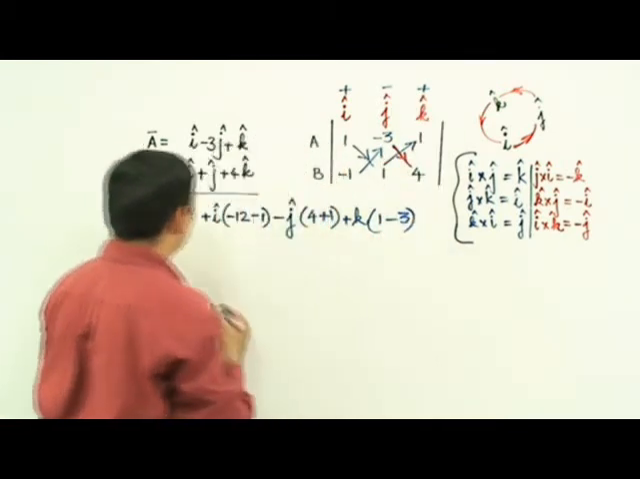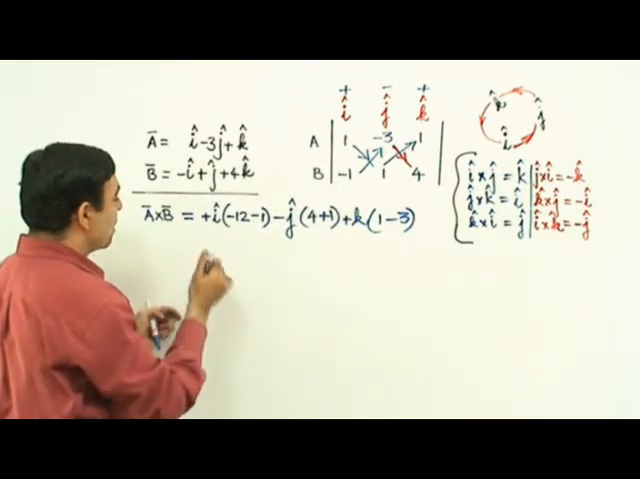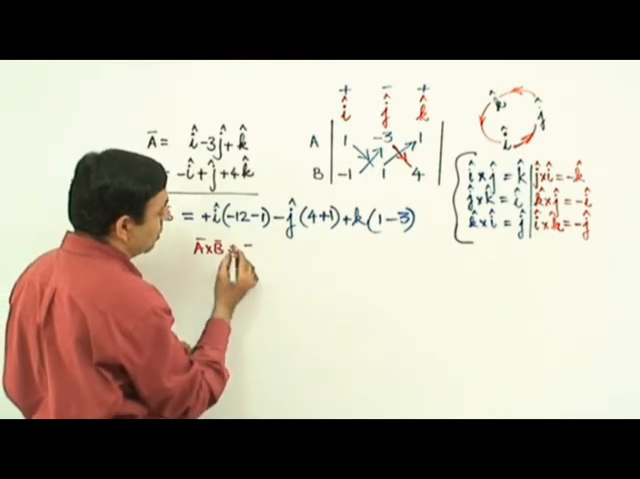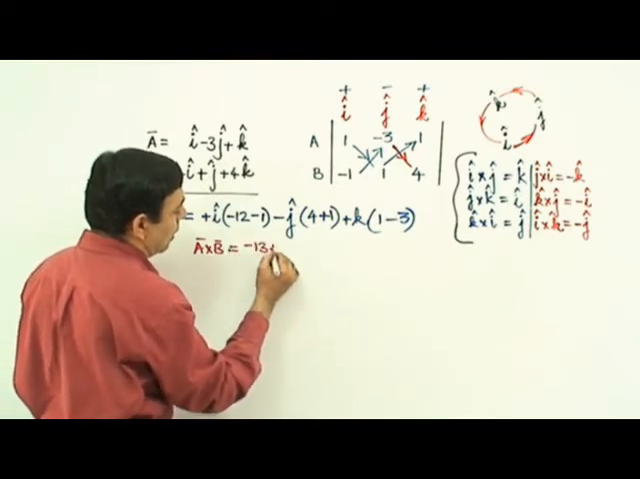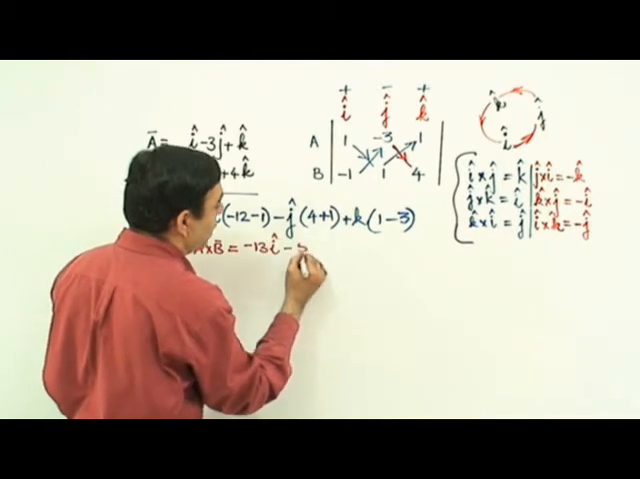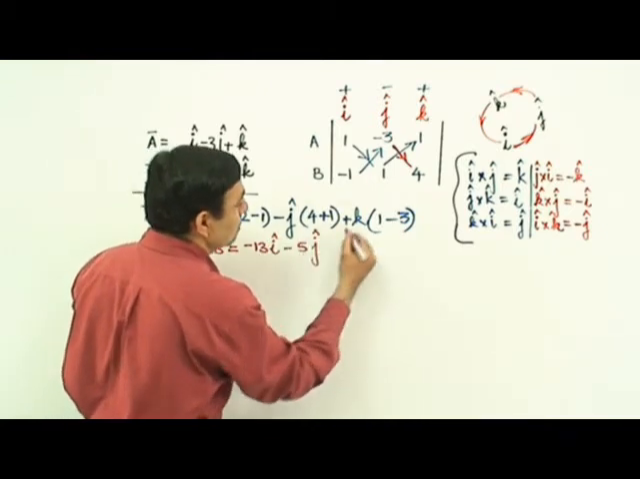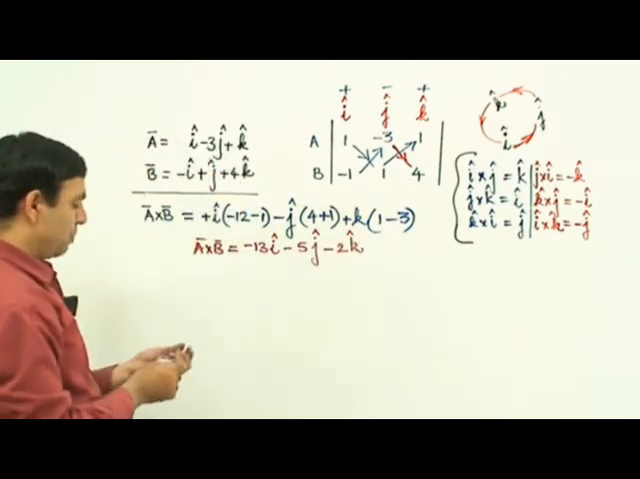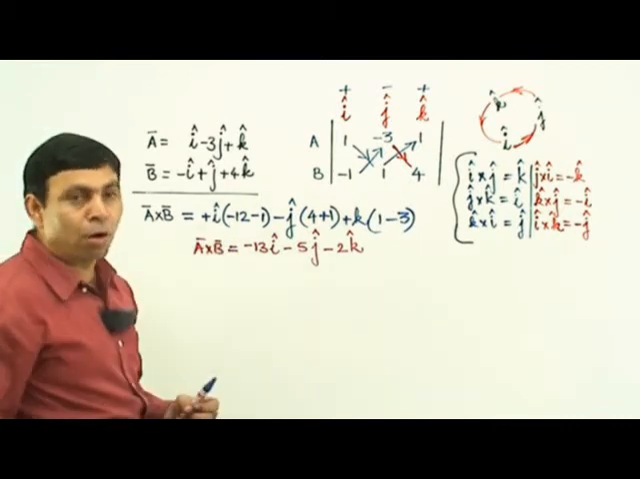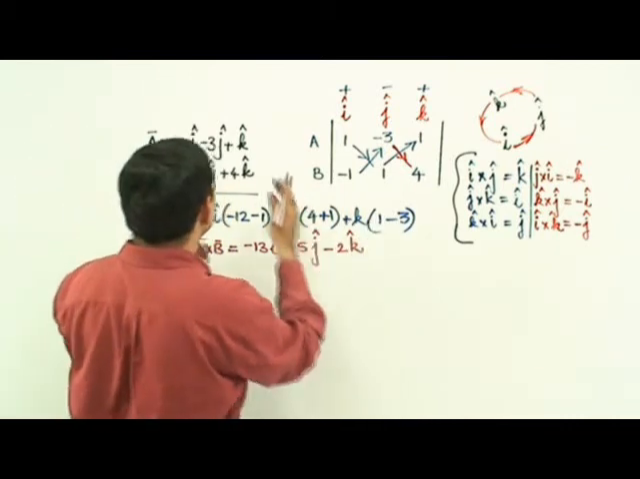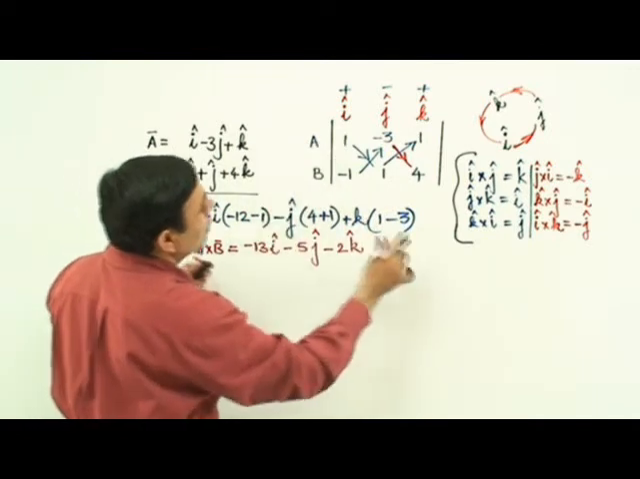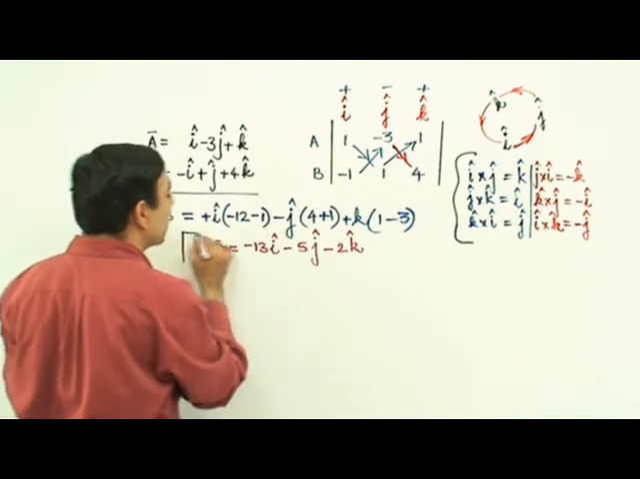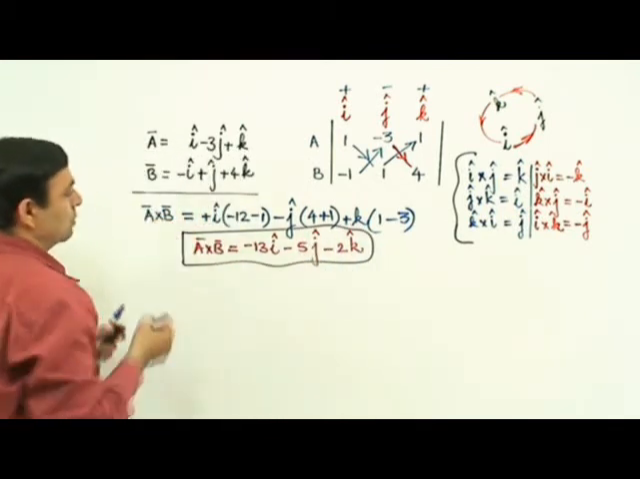Fine. So finally what you get? A cross B is minus 13i and minus 5j minus 2k. So whether you compute using this method or go by the systematic approach, this cross this simplifying, and then i cross j is k, j cross k is i, k cross j is minus i, using all that also you would end up with the same answer.